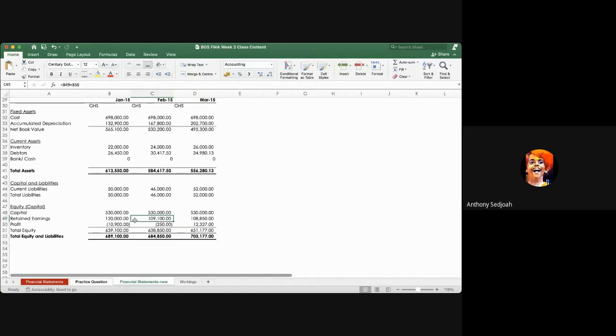And that retained earnings is what we already have. Before February, we had retained earnings of 120,000 in January, but January we made a loss of 10,900. So it has reduced that retained earnings. So if you check my formula, it is the 120,000 plus. It is plus because my profit is already negative. Okay, so that's why I'm using plus. So the 109,100 is just the retained earnings plus the profit or loss. And the same also applies to March too. The retained earnings in February plus the profit or loss in February.